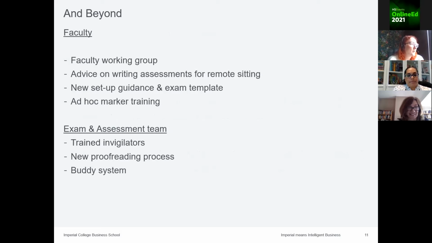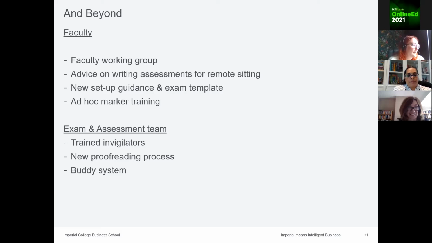Faculty, we worked with a number of our faculty and created a faculty working group to help improve our advice on how to write assessments for a remote sitting, how to mark them, how to decide how you want it to be set up and tell us how you want it to be set up.